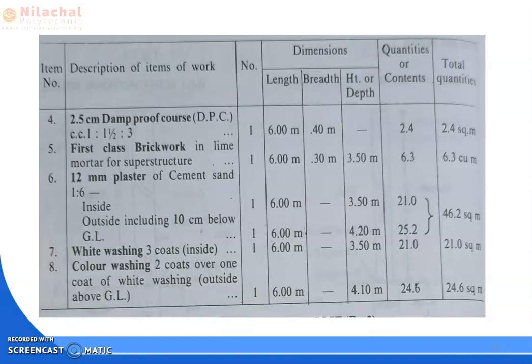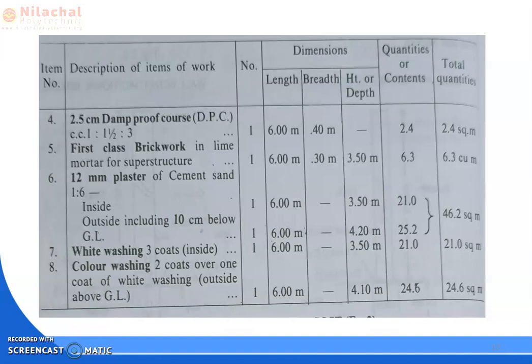We know the DPC unit is meter square. The thickness is already specified in this question, so no need to mention it in the height. Only length and breadth we consider in case of damp proof course. The length of the wall is 6 meter, and the damp proof course is provided throughout the length. So length here is 6 meter.